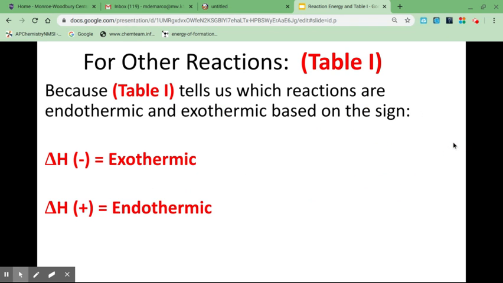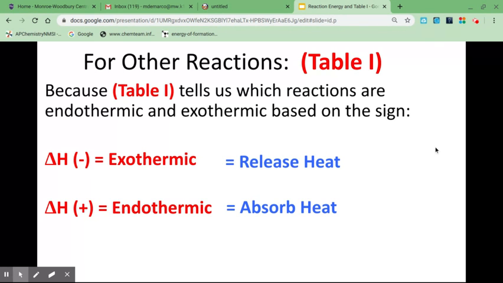So on Table I, we know that if delta H is negative, that's exothermic. We just saw that. When delta H is positive, that's endothermic. We saw that. Well, we're going to put to these words their simple definitions. Exothermic releases heat, endothermic absorbs heat. And again, this is something that we've learned by where the word energy is in a reaction. If energy is on the left, it was endothermic. If energy is on the right side, it's exothermic. So we can understand how this process works.